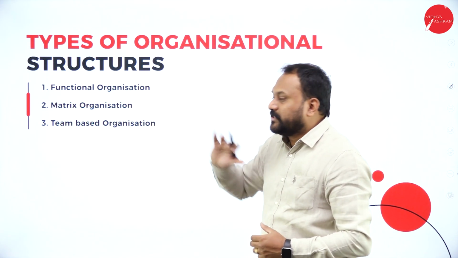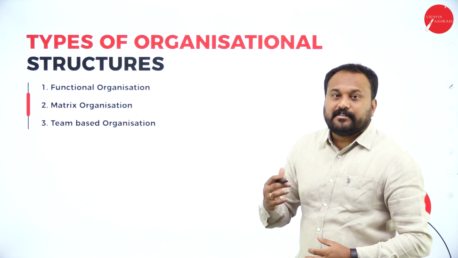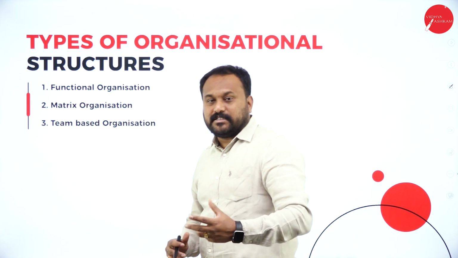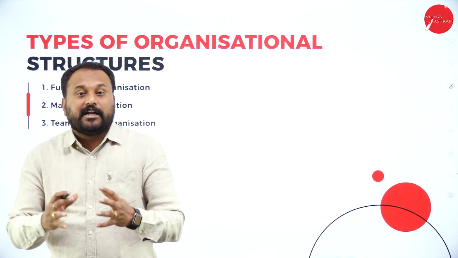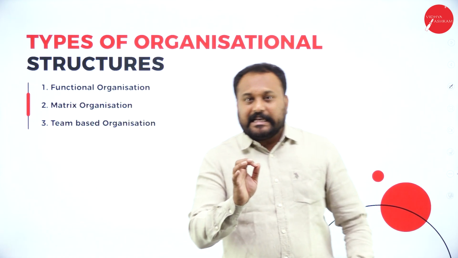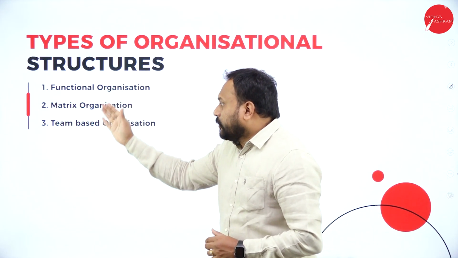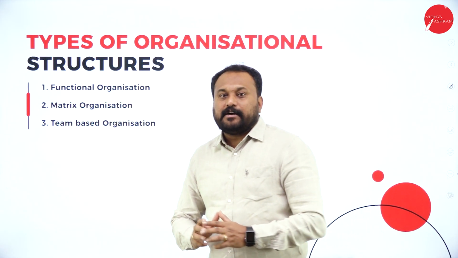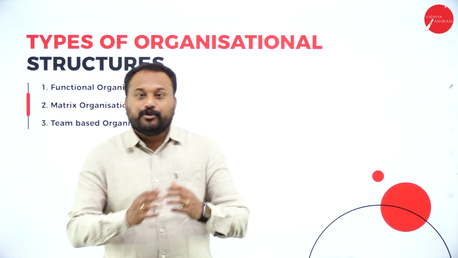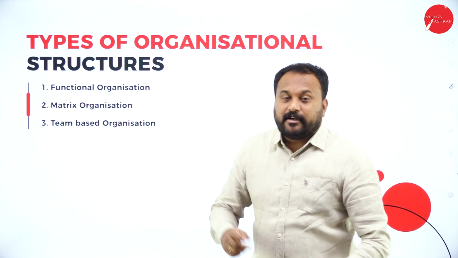The first structure is functional organization. Second is matrix organization. And the third one is team-based organization. So what is this functional organization, matrix organization, and team-based organization? I'm going to help you with cracking it in a very easy and shortcut way. But let me tell you here, students, any one of these 3 topics will come for 15 marks. The other topic will come for 10 marks. So you people need to be very careful in writing this and explaining it to the depth.